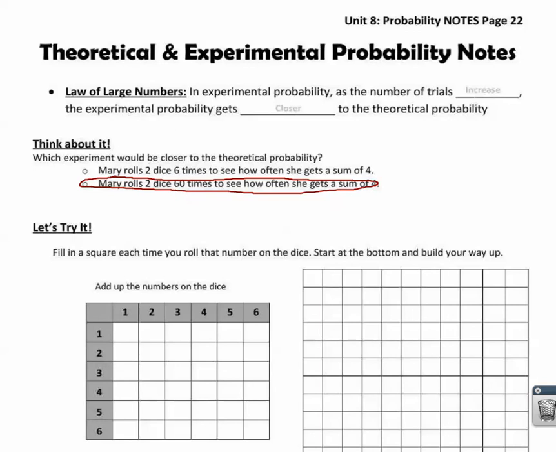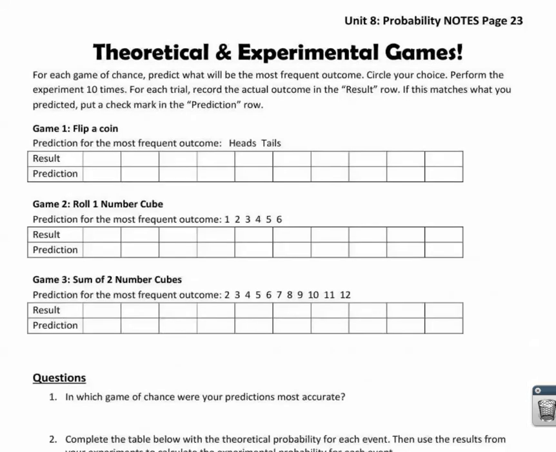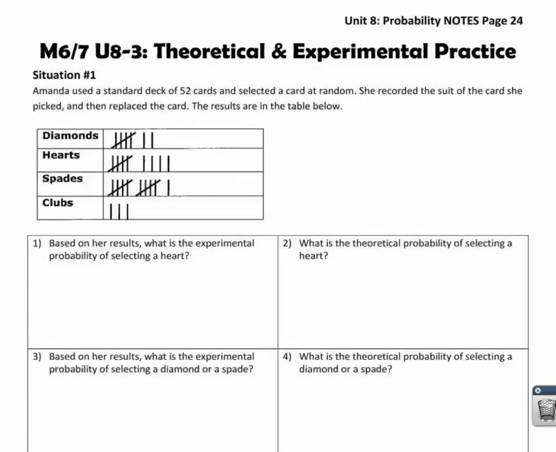Before we do the experiment below, I want you to flip 2 pages so we can practice an actual situation that has already happened. In situation 1, Amanda used a standard deck of cards and selected a card at random. She recorded the suit of the card she picked and then replaced the card. That's a key word right there, replaced. The results are in the table below.